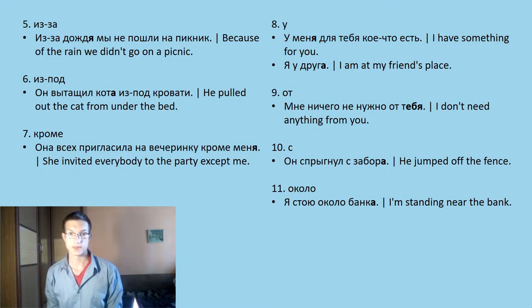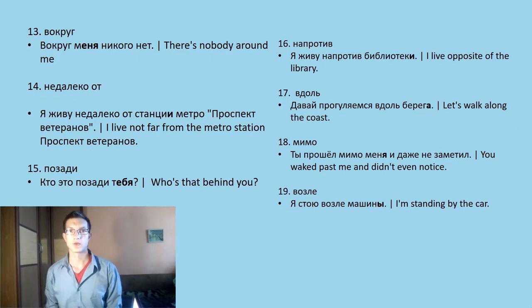У меня для тебя кое-что есть. От. Мне ничего от тебя не нужно. С. Он спрыгнул с забора. Около. Я стою около банка. Вокруг. Вокруг меня никого нет. Недалеко от. Я живу недалеко от станции метро Проспект Ветеранов. Позади. Кто это позади тебя? Напротив. Я живу напротив библиотеки. Вдоль. Давай прогуляемся вдоль берега. Мимо. Ты прошел мимо меня и даже не заметил. Возле. Я стою возле машины.